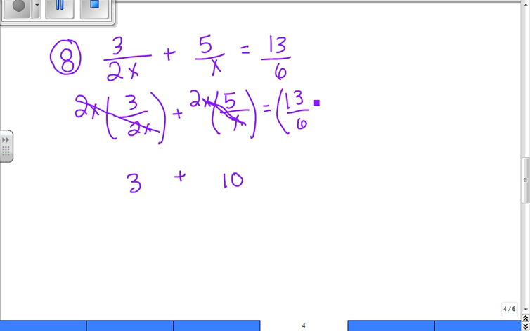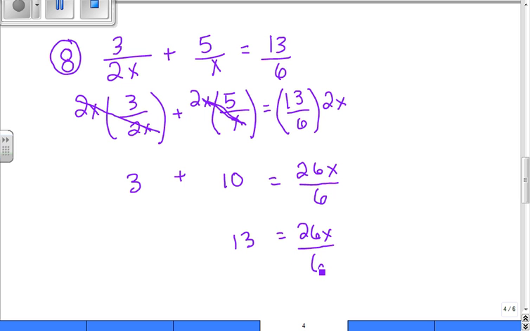We had to multiply this side by 2x. So over here, we have 13 times 2x, which is 26x divided by 6. You could have tried to say 2x divided by 6, but it's not a whole number, so it didn't help us very much. Okay, so now we have 3 plus 10 is 13. 13 equals 26x over 6.